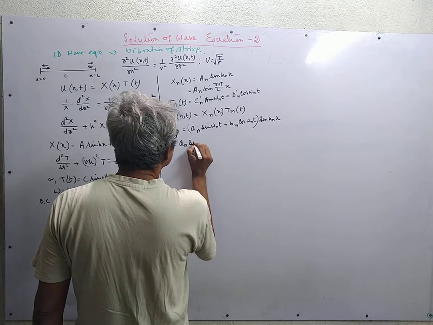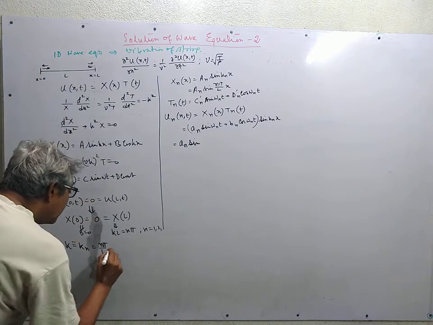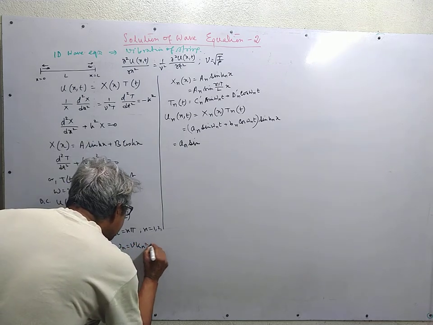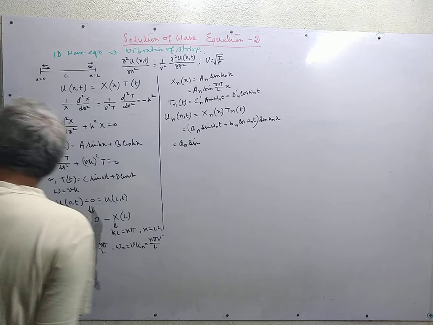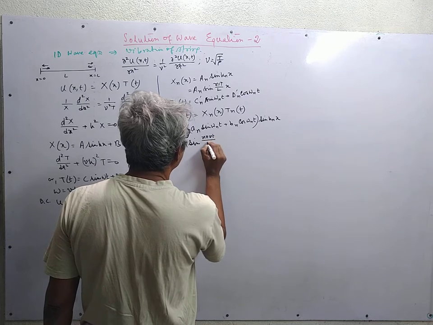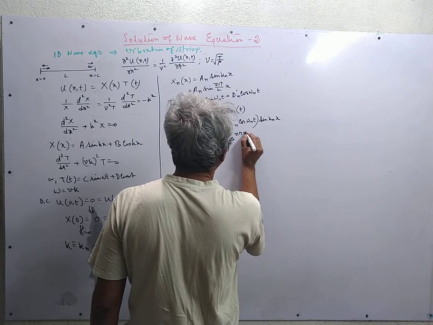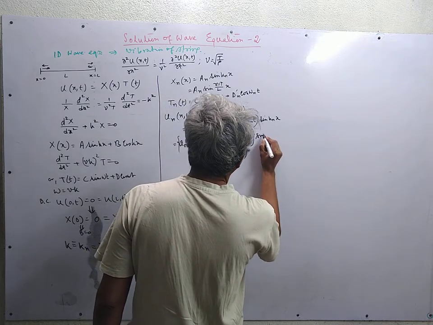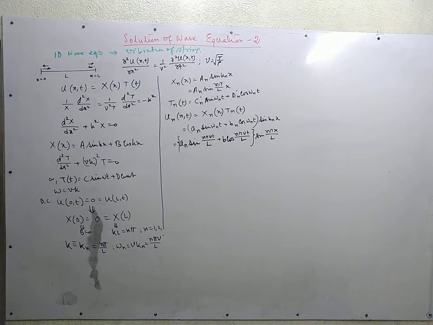If we write this explicitly, this becomes A_n sine omega_n t, where omega_n is equal to v times k_n, which is n pi v by L. So this is A_n sine of n pi vt by L plus B_n cos of n pi vt by L, times sine of n pi x by L. This is the solution for a particular value of n.